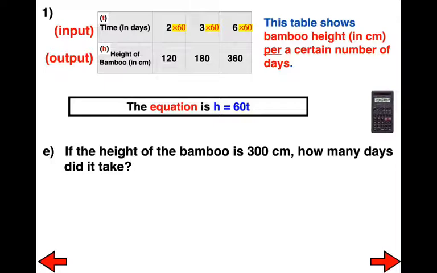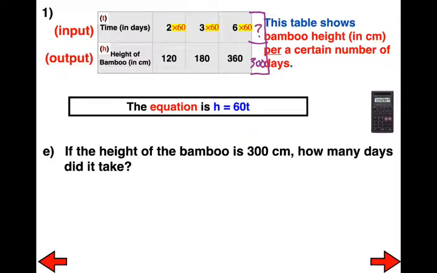Part E, which is a new thing for today. If the height of the bamboo is 300 centimeters, how many days did it take? Well, one way of looking at this is it's really just kind of like if we added on another section in our table here, and this is 300, the question is, what would the time be? Well, there are lots of different ways of figuring that out. You could be thinking about, well, what number do I have to multiply 60 by to make 300?